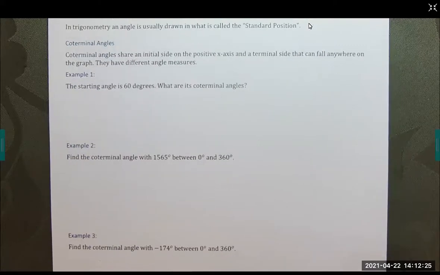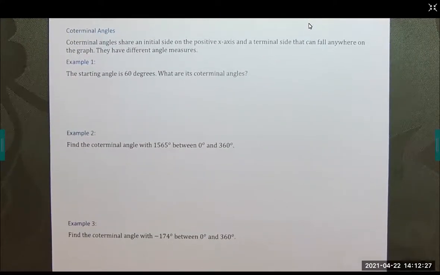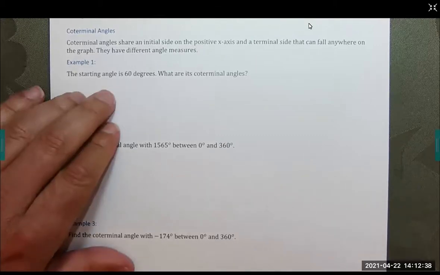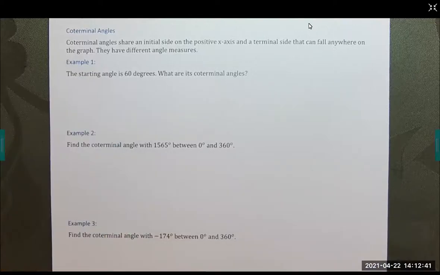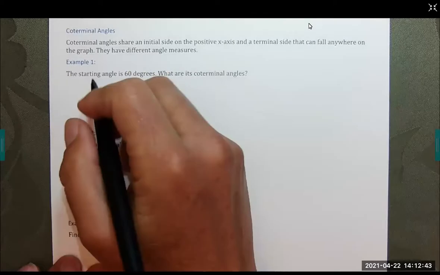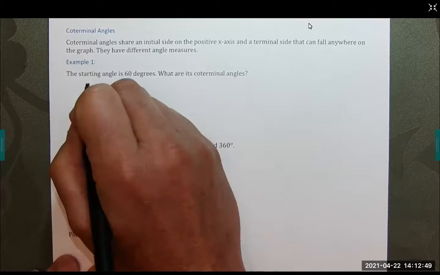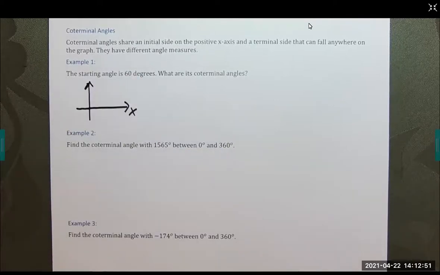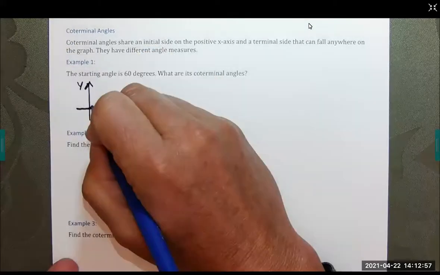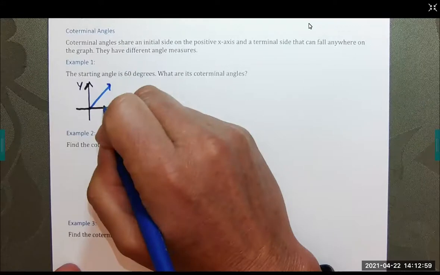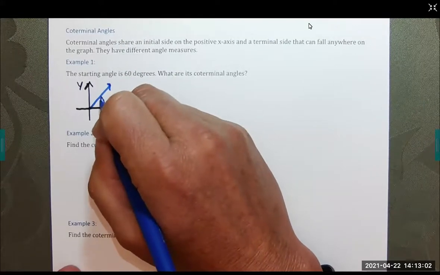So we have some more vocabulary here. We have coterminal angles. These are angles that end up in the same standard position, but they're different numbers of angles. So for example, our first one here is we have a starting angle at 60 degrees. Let's draw that out. And 60 degrees is about right here. And a positive 60 degrees is going to be here.